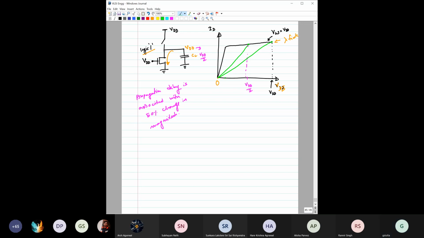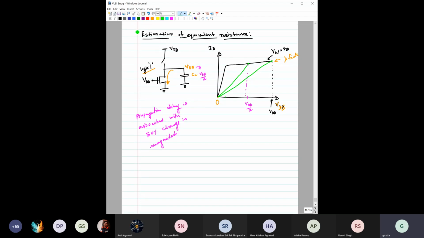I think a little bit more discussion is needed regarding the estimation of resistance. We can continue it from here in tomorrow's class.